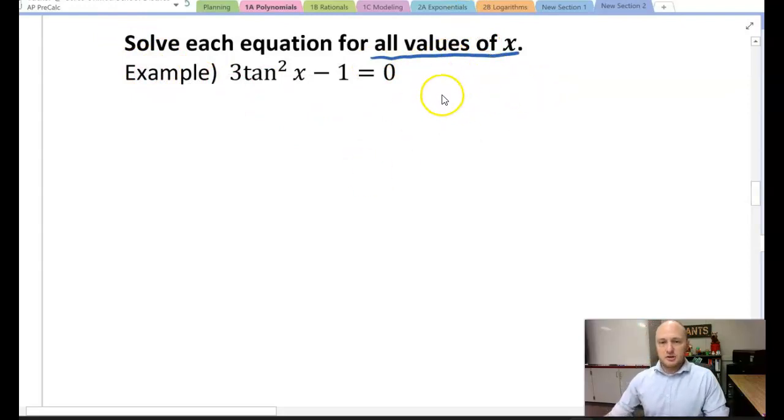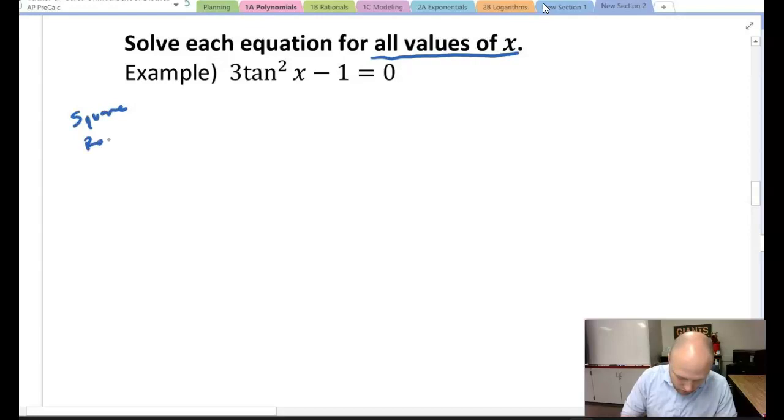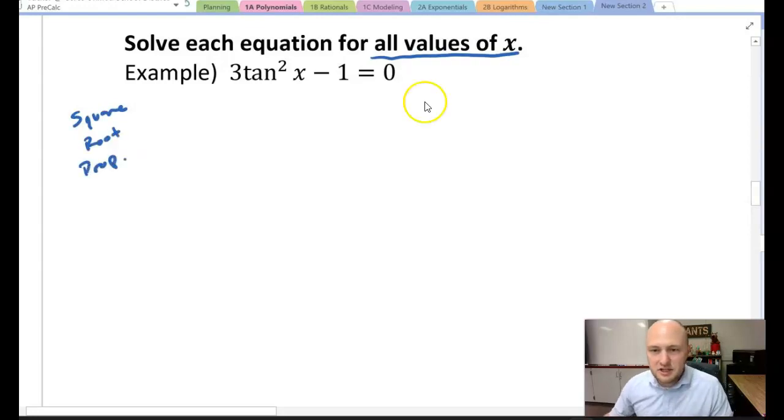All right, so let's solve this equation. Note we have a quadratic structure here, power of 2. So I have to take care of that power of 2 one way or another. First, I'm going to use the square root property, because I don't have a linear term. I don't have another tan x, so I'm not going to factor it. It's not like a trinomial structure.